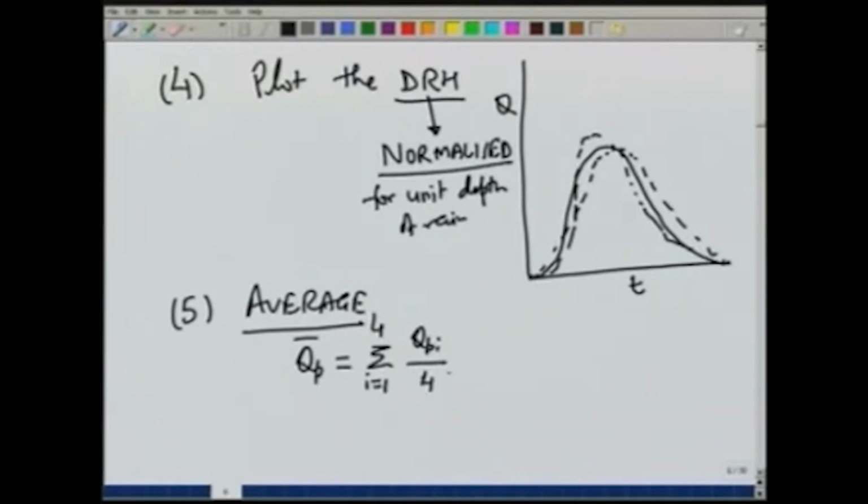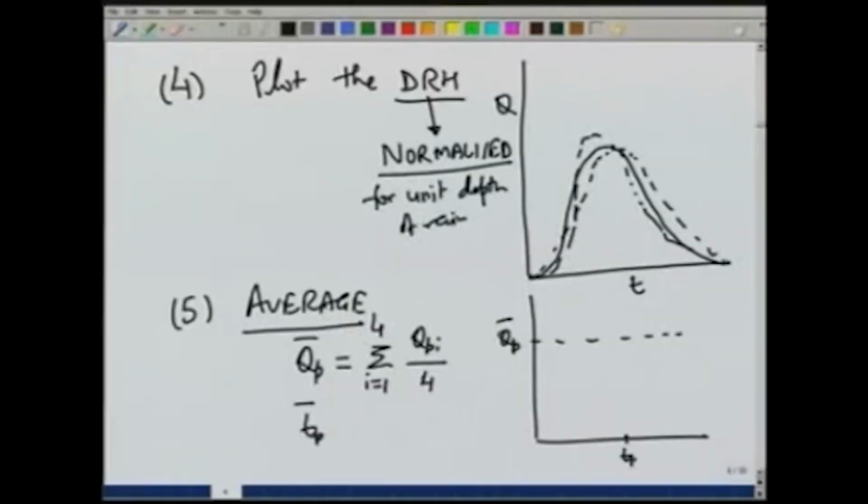So, this average peak will be marked on the curve, and we also find out the average time to peak. So, similarly, we find out a T p bar, and this way we will locate the peak of the hydrograph. Now, we draw an average line looking at the individual hydrographs. We try to draw an average line for the rising limb, and then similarly an average for the falling limb.